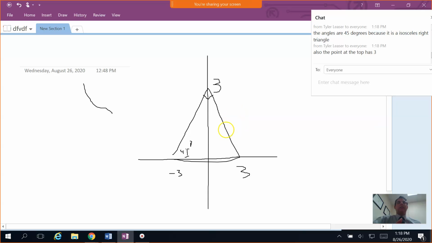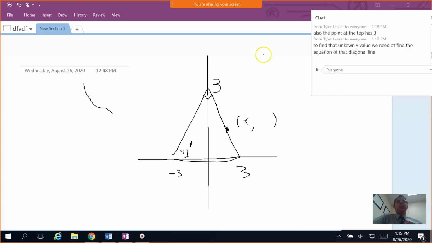So the first thing that they're asking us to do is that we have this point on the end of our triangle here, where this point has an x value and then an unknown y value. So to find that unknown y value, we need to find the equation of that diagonal line. And anytime we're doing equations of lines, we're going to do the y equals mx plus b thing.